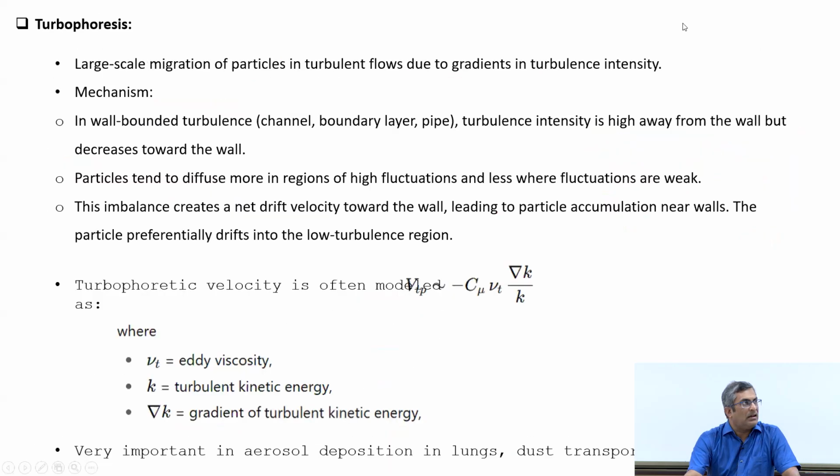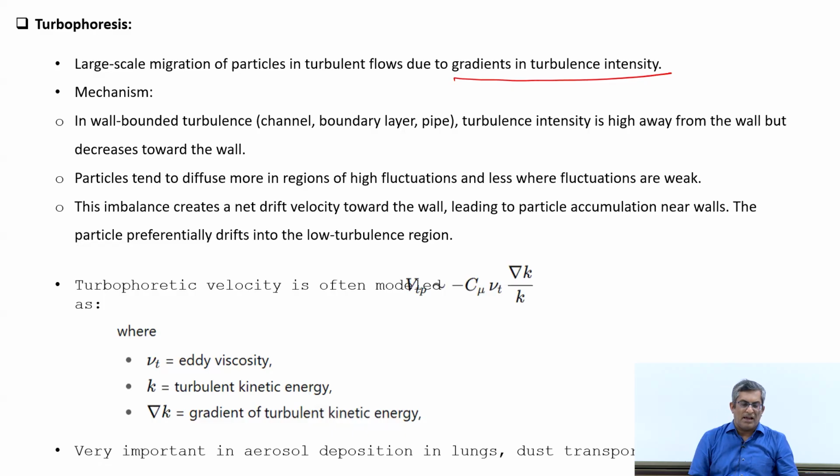Then there is another interesting effect which is known as turbophoresis. So, turbophoresis is basically referring to large scale migration of particles in turbulent flow due to gradients in turbulent intensity. So, this is a phenomenon in which particle segregation or preferential accumulation happens because of the gradient in turbulent intensity. The particles move away from the regions of high turbulent kinetic energy to low turbulent kinetic energy.